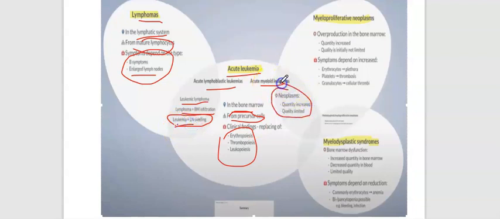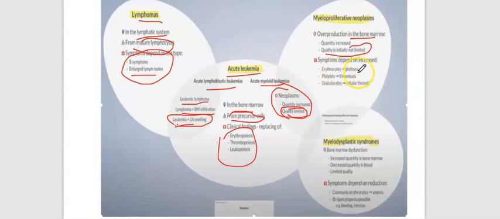Now in these neoplasms we have increased quantity and the quality is limited. They are non-functional immature cells. Then we have myeloproliferative neoplasms, so overproduction occurs in the marrow; quantity increases and quality is initially not limited. Quality is initially normal and quantity is also increased.